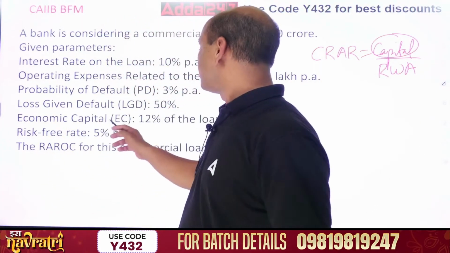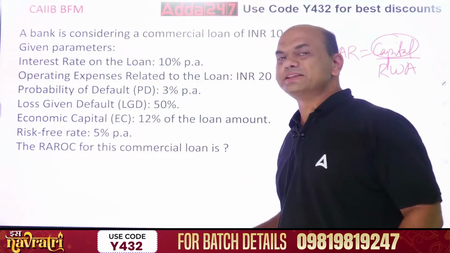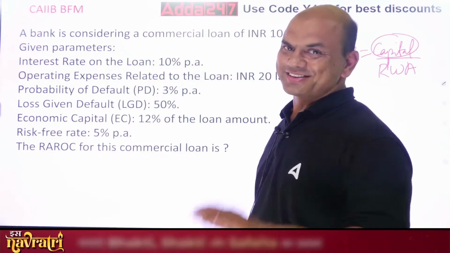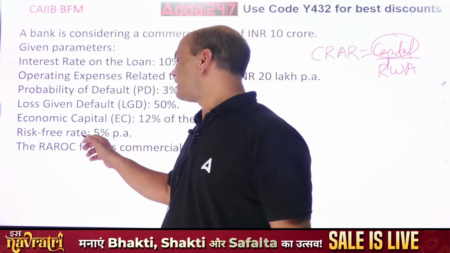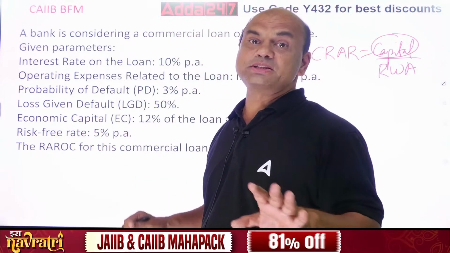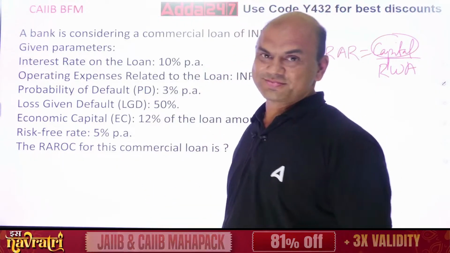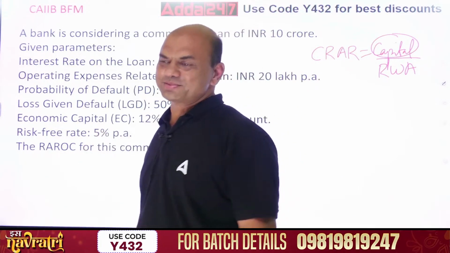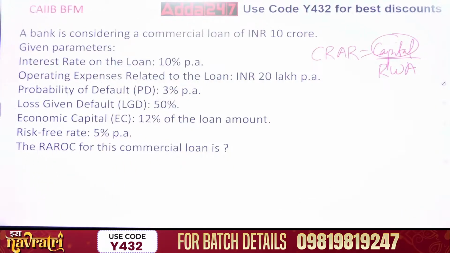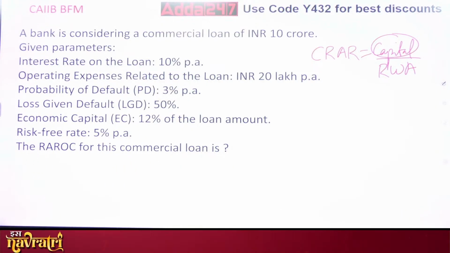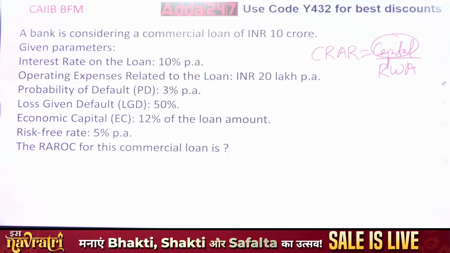Economic capital is given as 12%. So basically it's given as CRAR. The risk-free rate is 5%. Risk-free means basically the FD rate is 5%. Calculate the RAROC. Now if this numerical comes, how will you solve this? Everyone, try to solve this.